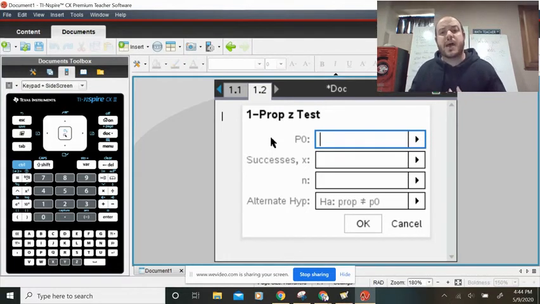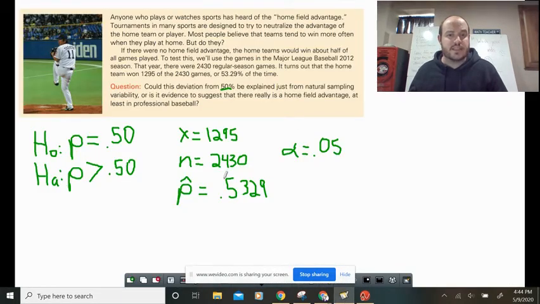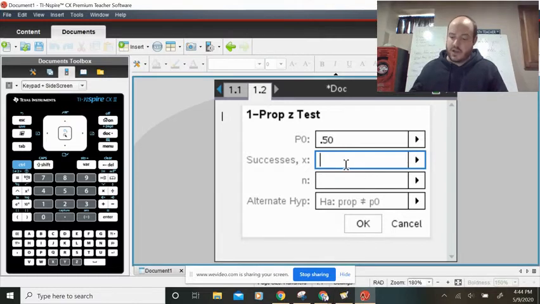Now notice that P0 right here is also down here. What is that number? It is the proportion that you use in your null hypothesis. So in our case, we used 0.50 as our null hypothesis number, okay? Then from there, our x was our number of successes. Well, what was our number of successes? We said that it was 1,295. So we go ahead and put that in, 1,295.